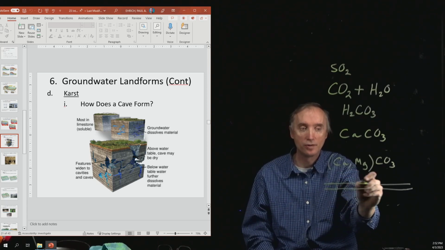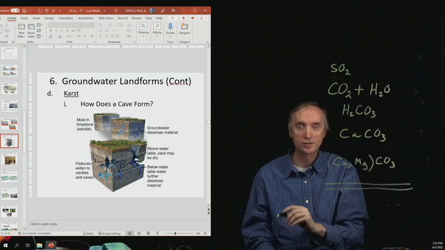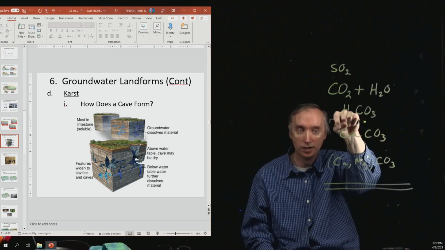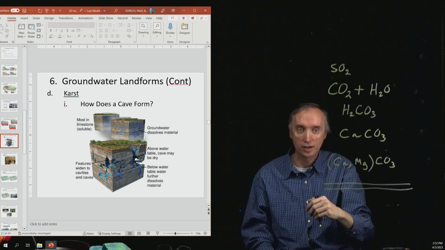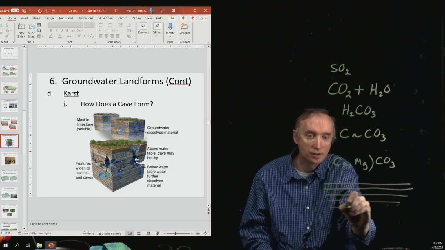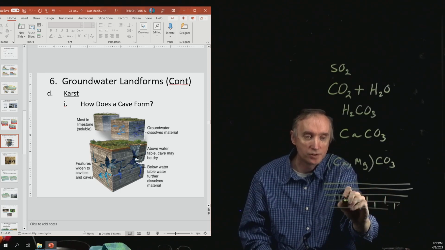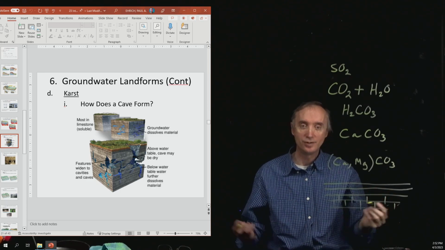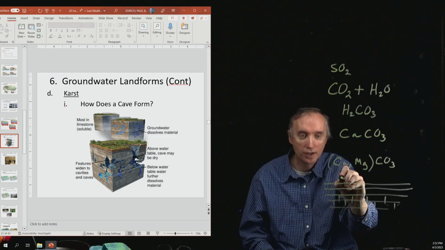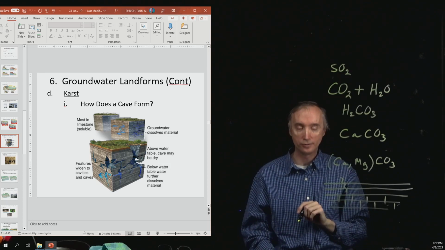So this is going to be called the cap rock. This is material that does not allow groundwater carrying the carbonic acid to get into the cave. And then underneath it is where the cave is going to form. So this is where you have your limestone. Well, you still don't have a cave, because the groundwater can't get through the cap rock in order to get to the limestone.